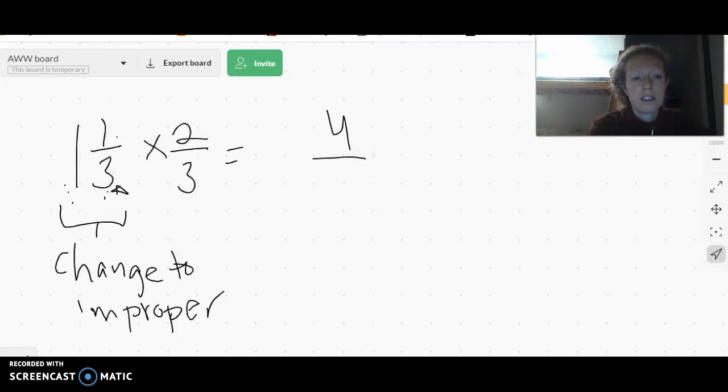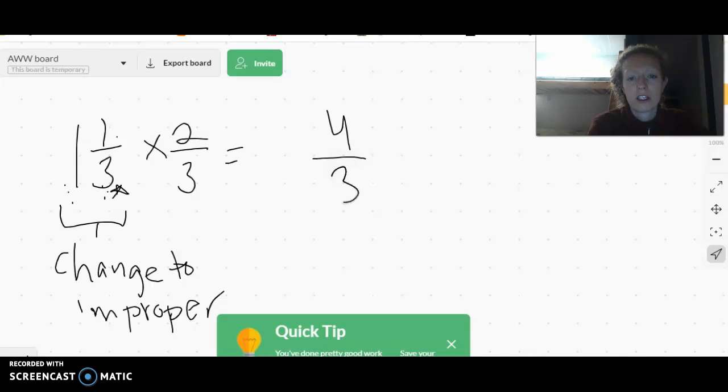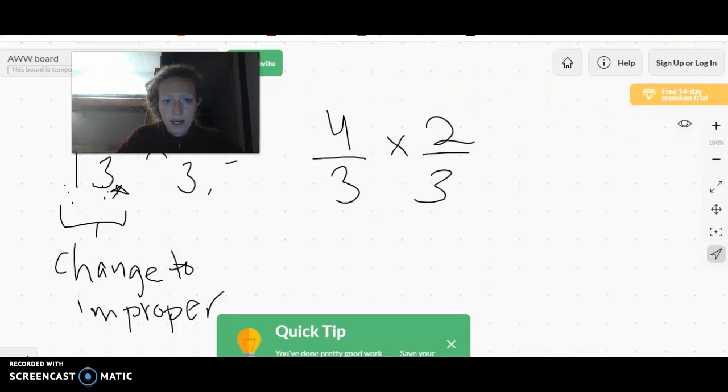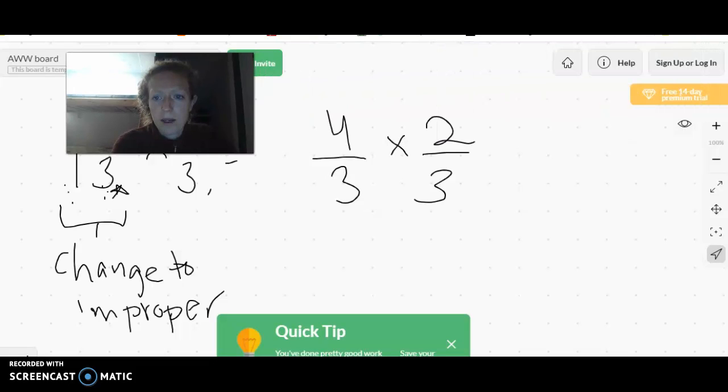And then what's my denominator here? Thirds. So it stays the same. Times a number over here, 2/3. And remember, we really want to get in the habit, and I'm bad about this too, we want to get in the habit of writing them out on one single line.